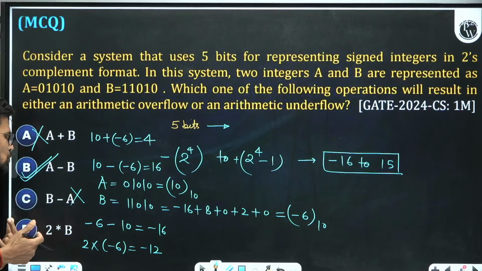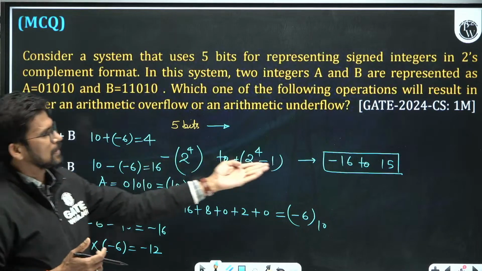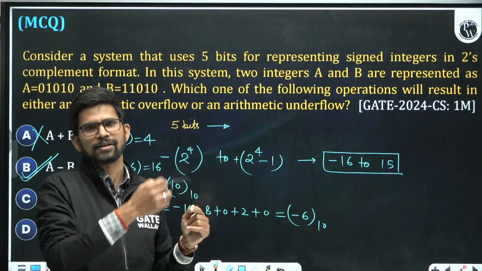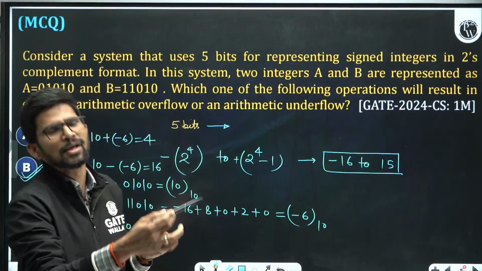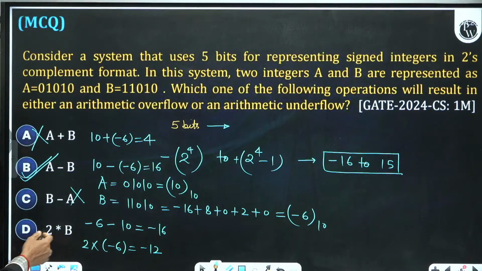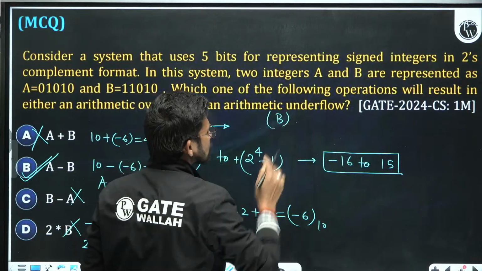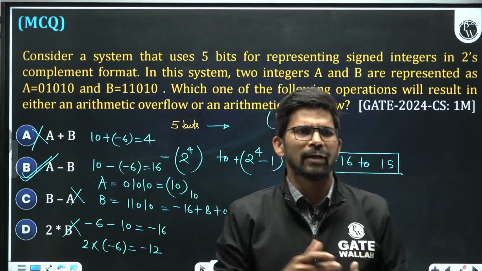So this is minus 12. Minus 12 we can represent. Minus 16 to plus 15, minus 12 will be in this range. Minus 16, then minus 15, then minus 14, then minus 13, then minus 12. So this is wrong, so option B is correct. That's how you can solve this question very, very quickly, very, very easily.